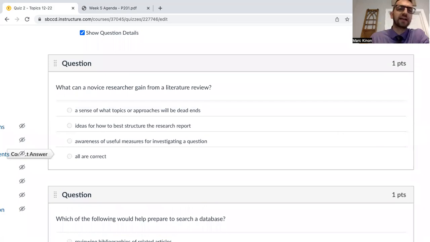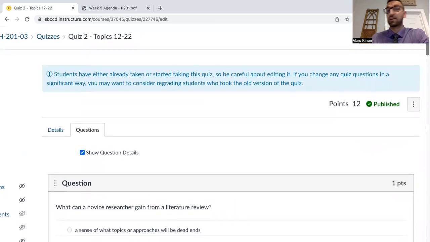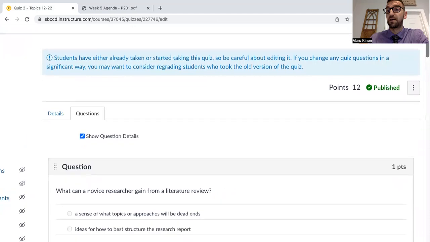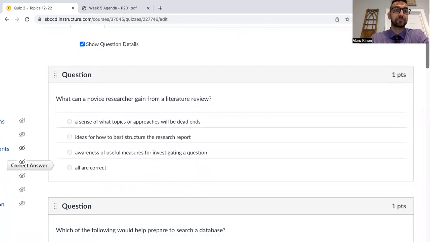So let's take a look at quiz 2, topics 12 through 22 in the book. What can a novice researcher gain from a literature review? A researcher can gain a sense of what topics or approaches will be dead ends. And again, the key word here is novice.